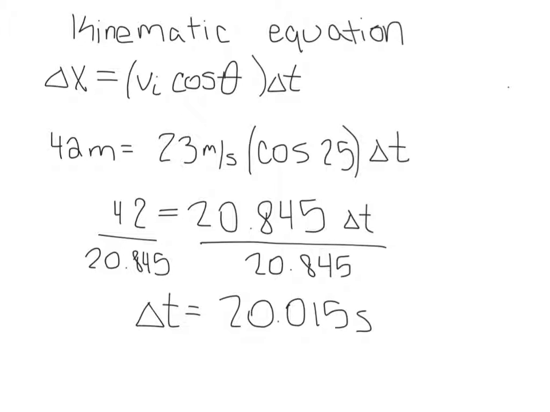So first you write down delta x equals initial velocity cosine the angle times delta t. Once you plug in all your numbers, you just solve it out. First you solve 23 meters per second cosine 25, which gives 20.845, and then we divide everything by 20.845, and your answer is delta t equals about 20 seconds.